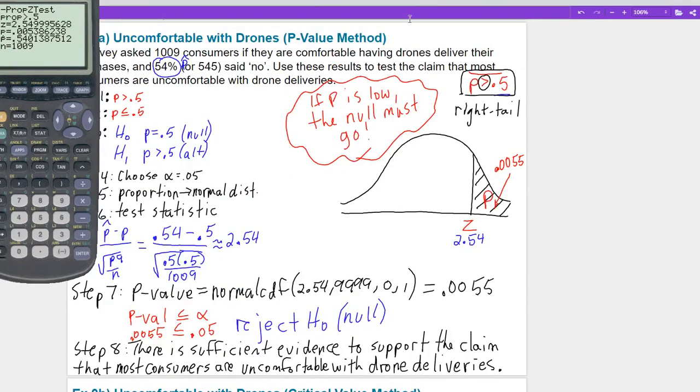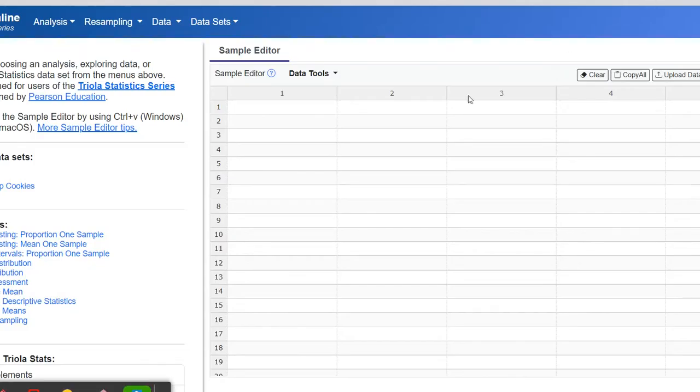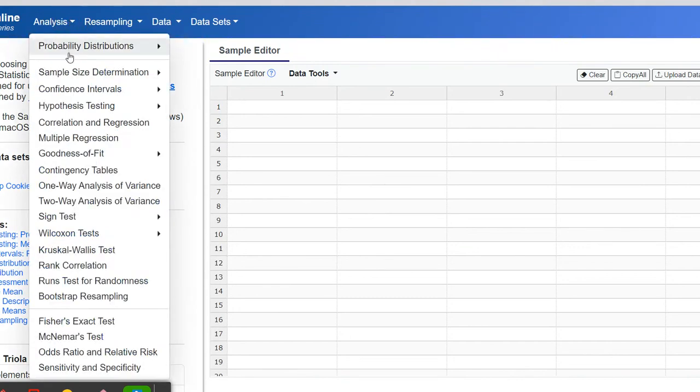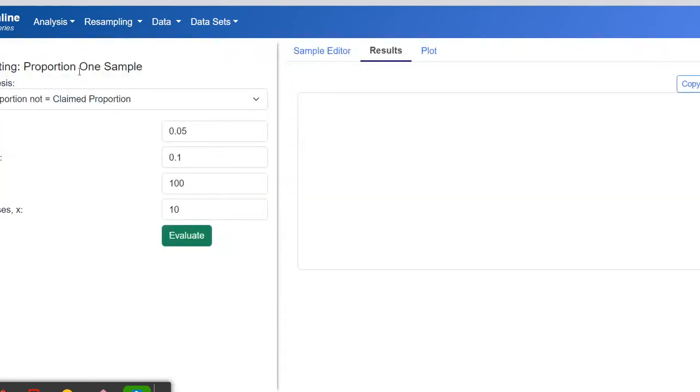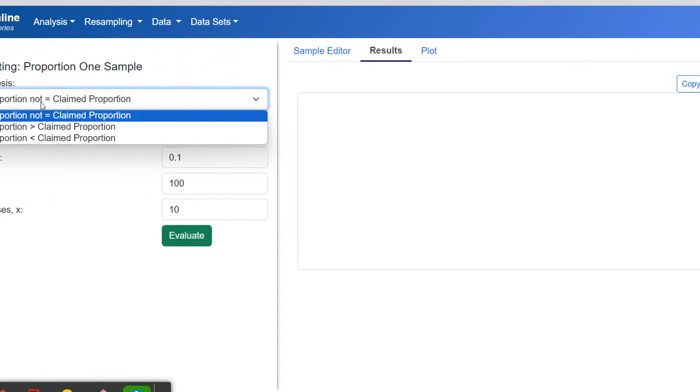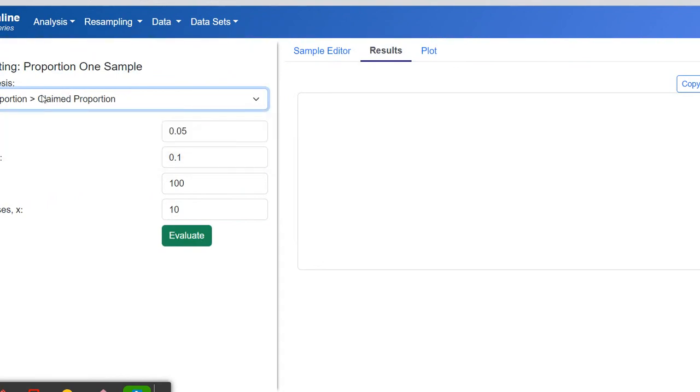Oh yeah. If you don't have a TI, then look at how you do that on StatDisk. If you go to StatDisk, you've got to go to analysis up here, hypothesis testing, proportion 1 sample, and it's basically the same thing. We're going to select greater than. The significance level here was 0.05. That was the thing that we chose.